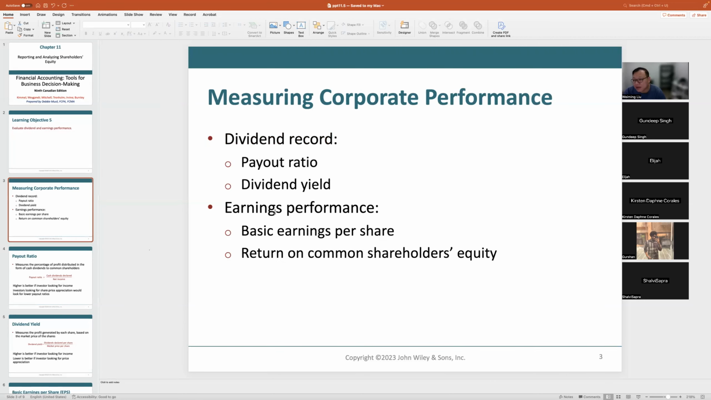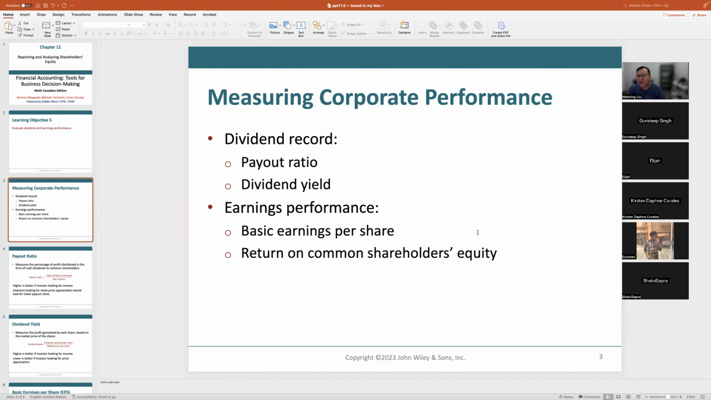Earnings, we all care about our earnings. So what is the earnings performance? What's the basic earnings per share? For each share you are owning, what is the earning for that one share? And the return on common shareholders' equity. Shareholders' equity is basically your investment into the company. What is the return on your investment? You invested $100. Every year you only get $1, which is 1%. Or every year you get $20, which is 20%. That's a very sweet investment, to get 20%.